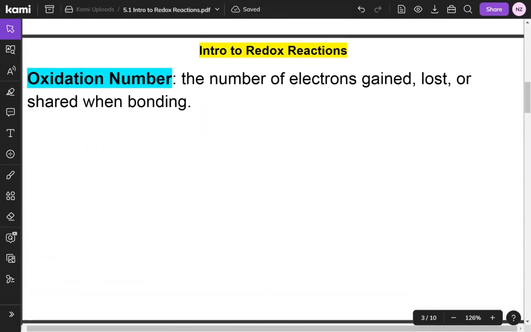Okay, now before we can dive much further into redox reactions, we have to look at oxidation numbers. Okay, so oxidation number has to do with the number of electrons gained, lost, or shared when bonding. Now this is an important thing that you need to understand. Oxidation number is not equal to charge. They are not the same thing. There are some cases where the charge will be equal to the oxidation number. However, do not associate charge and oxidation number as being the same thing, because that's not what they are.